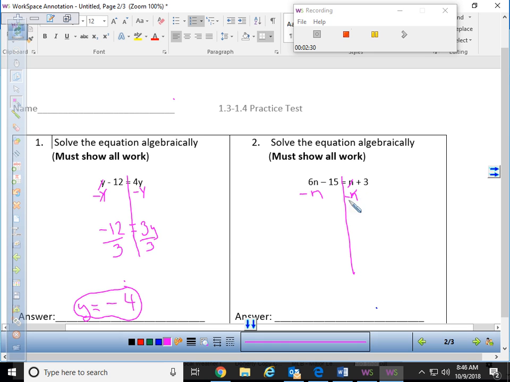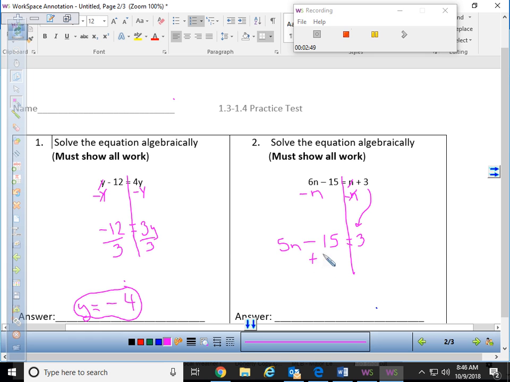N minus n cancels, and that's a 0. I don't have to write that 0. What do I need to do now? Let's bring down that 3 on this side. What's 6n minus n? That's 5n minus the 15. Okay, so now we're ready to solve the equation.